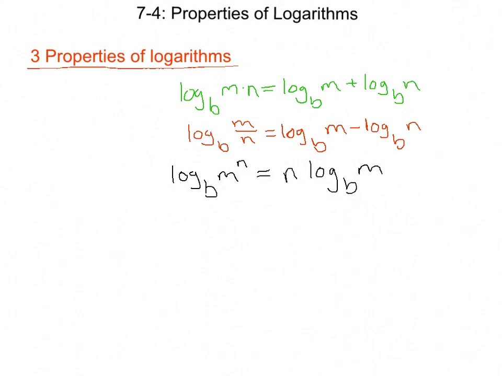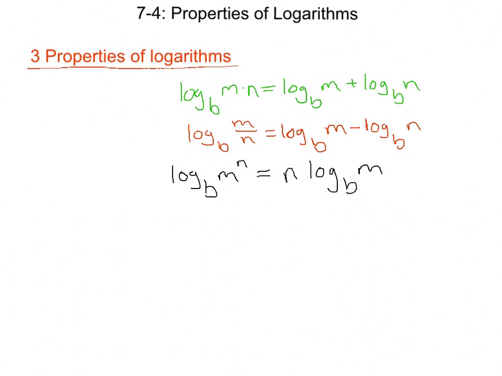And if we look at the first one, the product property, it says log base b of m times n. So this is why it's the product property, because m times n. We can rewrite it as log base b of m plus log base b of n. Okay? Then we go to the quotient property.